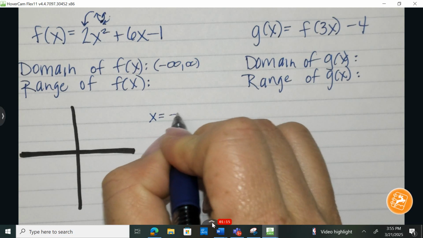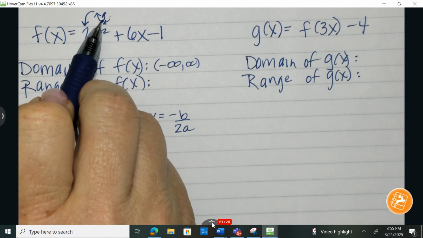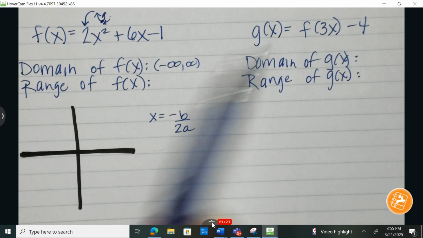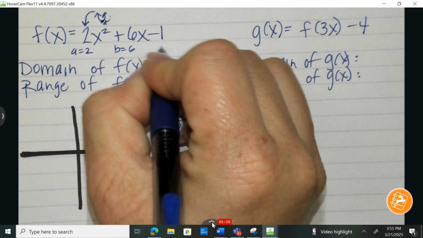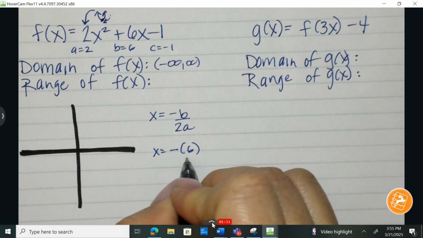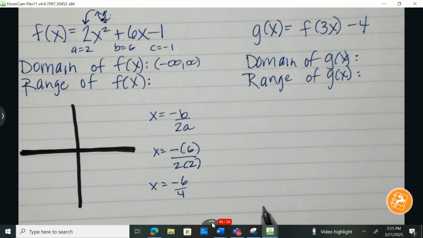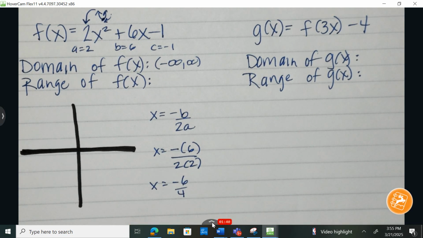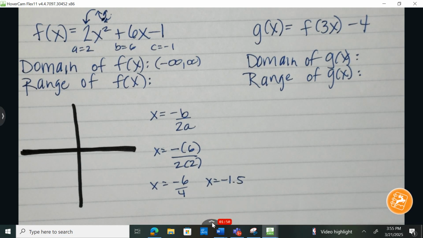So how do I identify this ordered pair? Well, first we're going to start with the x value, and you do need to know this formula. The x value of the vertex of the parabola can be determined by first identifying the a, the b, and the c. So in this problem, a is 2, b is 6, and c is -1. Let's plug in 6 for b and 2 for a. So x equals -6/4, and whether you substitute that down or use a graphing calculator, we can see that 6 divided by 4 is in fact equivalent to 1.5, or -1.5 in this case.